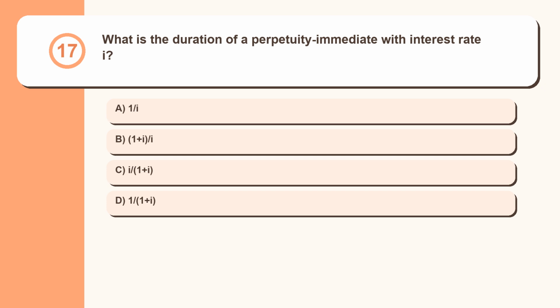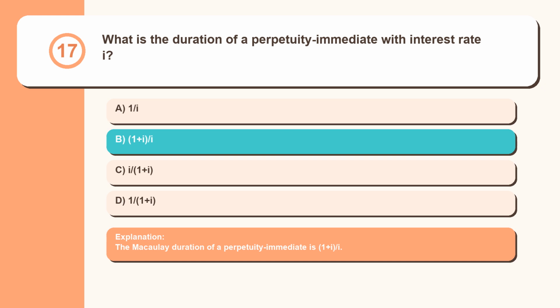Question 17. What is the duration of a perpetuity immediate with interest rate i? 1/i, (1 plus i)/i, i/(1 plus i), 1/(1 plus i). The Macaulay duration of a perpetuity immediate is (1 plus i)/i.